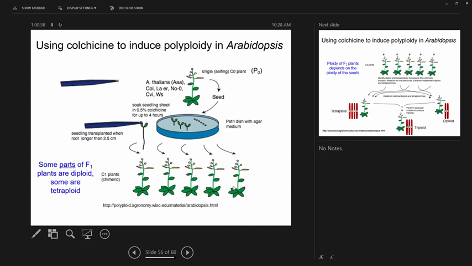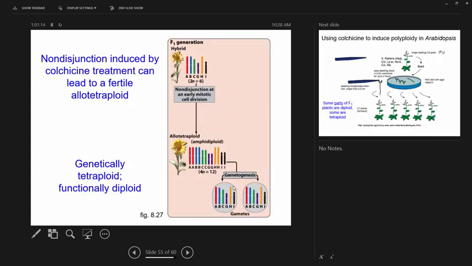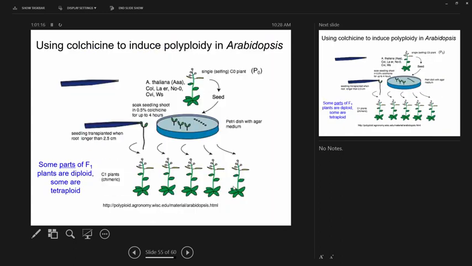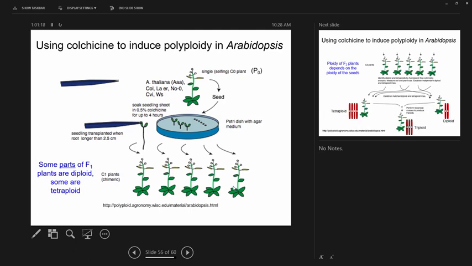So you take seeds in the first generation, put them into a petri dish, let them sprout, then take the seedlings, and here's where what happened by accident, here we do on purpose. So we treat these with a drug called colchicine. Colchicine will inhibit cell division.